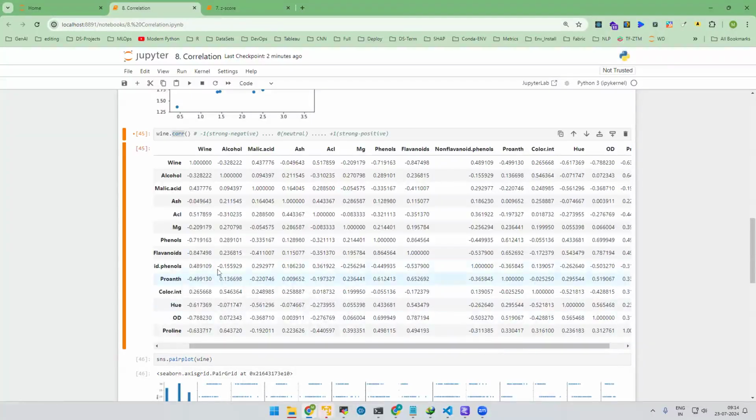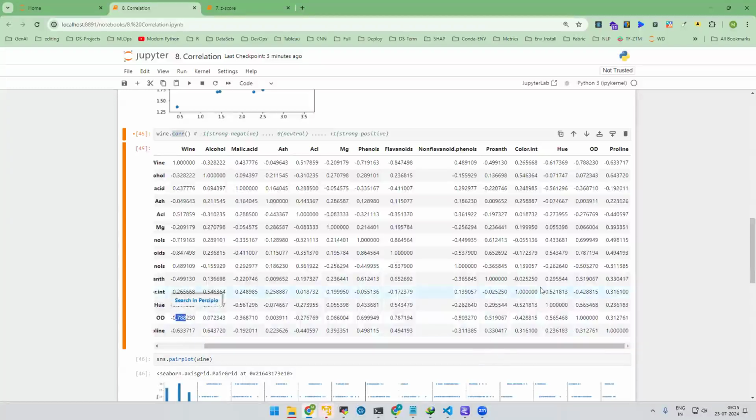78%, there is one, OD from the last second. Yeah, that one. OD and wine. So which means if OD increases, what happens? Wine decreases at a negative rate of 78%. 78.8, that is almost 79%. Right? Is there any other one? You can take any value and explain what that means.